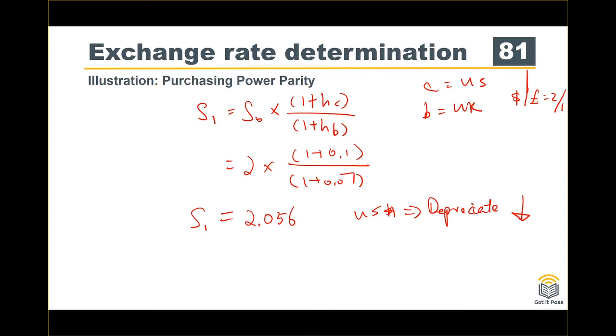So to apply the formula, you have to understand. For example, I say dollar pound is 2. It means 2 against 1, and then the dollar is country C and the pound is country B.